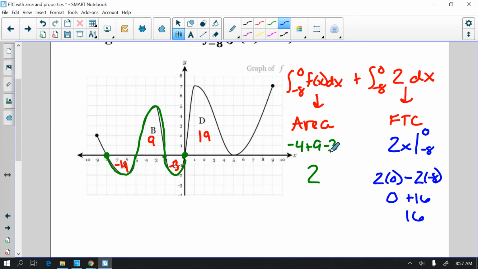So over here, that gave me a definite integral of 2, and over here, that gave me a definite integral of 16. I am adding those two together. So 2 plus 16 gives me an answer of 18.